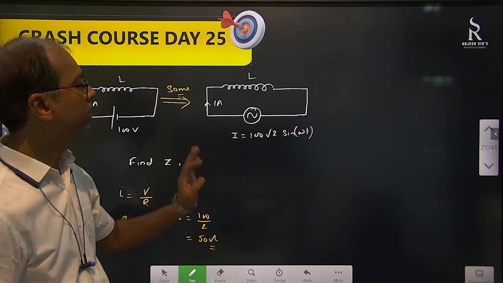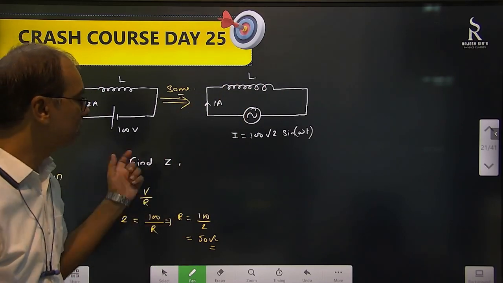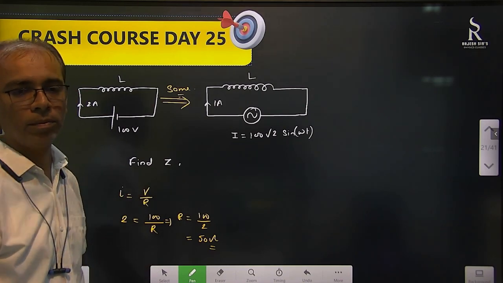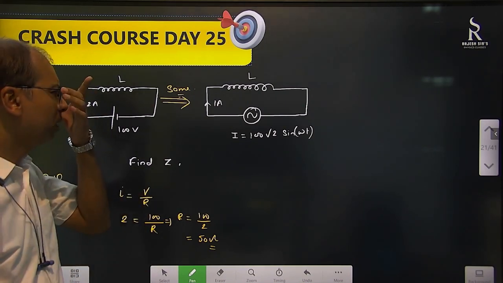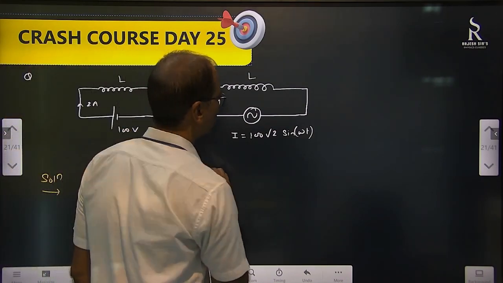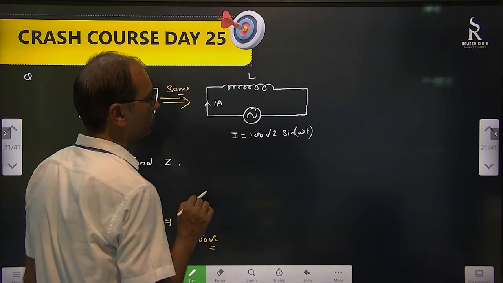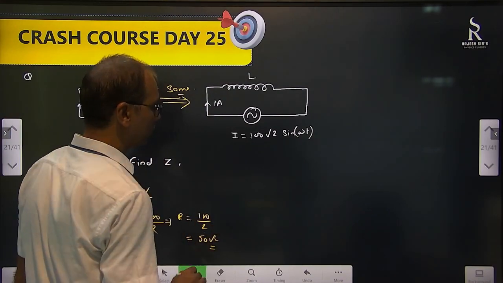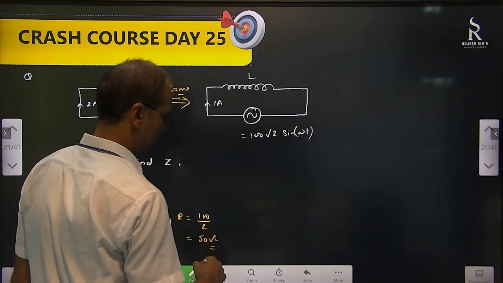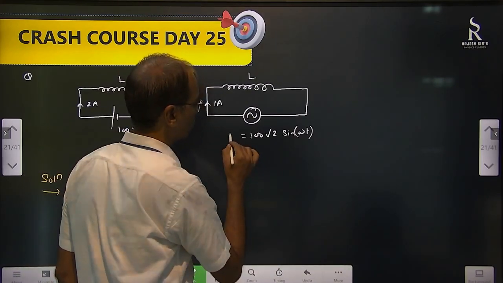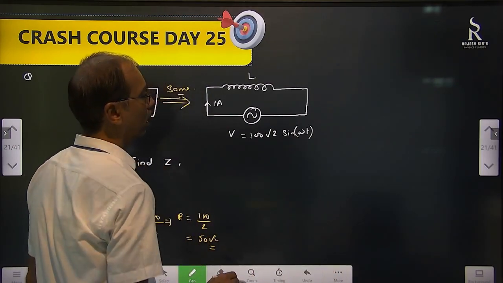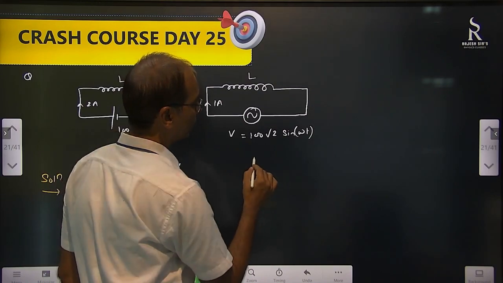So here, what is there? 1 ampere current is there. And what the question is asking is Z. So the first thing we need to find is the L value, or directly we can find Z, that is also fine. No issue in that. Okay, so you can see what is given here. This is the I value, this should be the V value. Okay, this is V. Then we have to find the Z value.